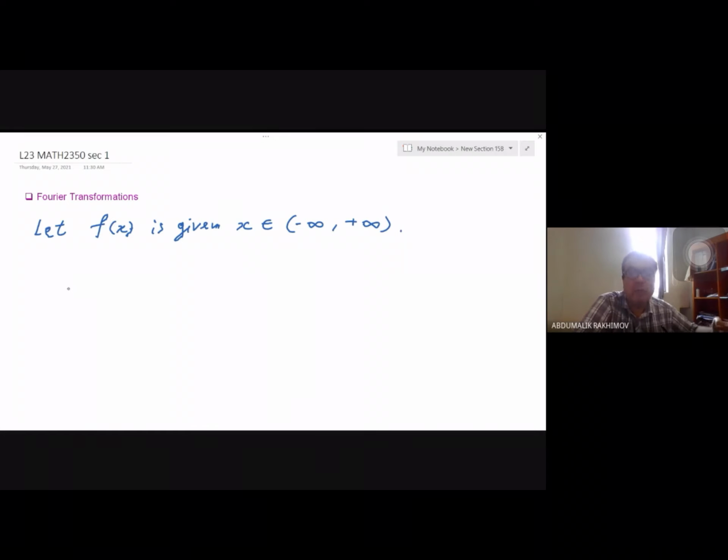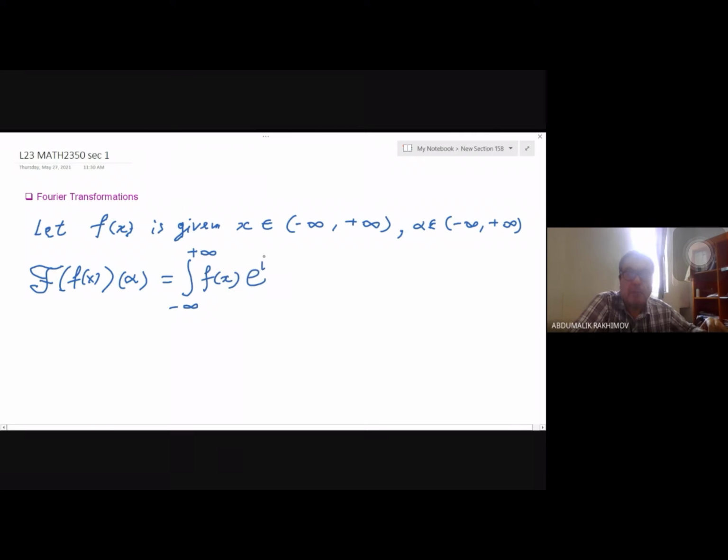Then we define its Fourier transformation. Let me denote by F the Fourier transformation of function f(x). It will be a new function of variable alpha. Alpha is also from minus infinity to plus infinity. This function is defined like this. It is the integral from minus infinity to plus infinity of f(x) times exponential iota x alpha dx.